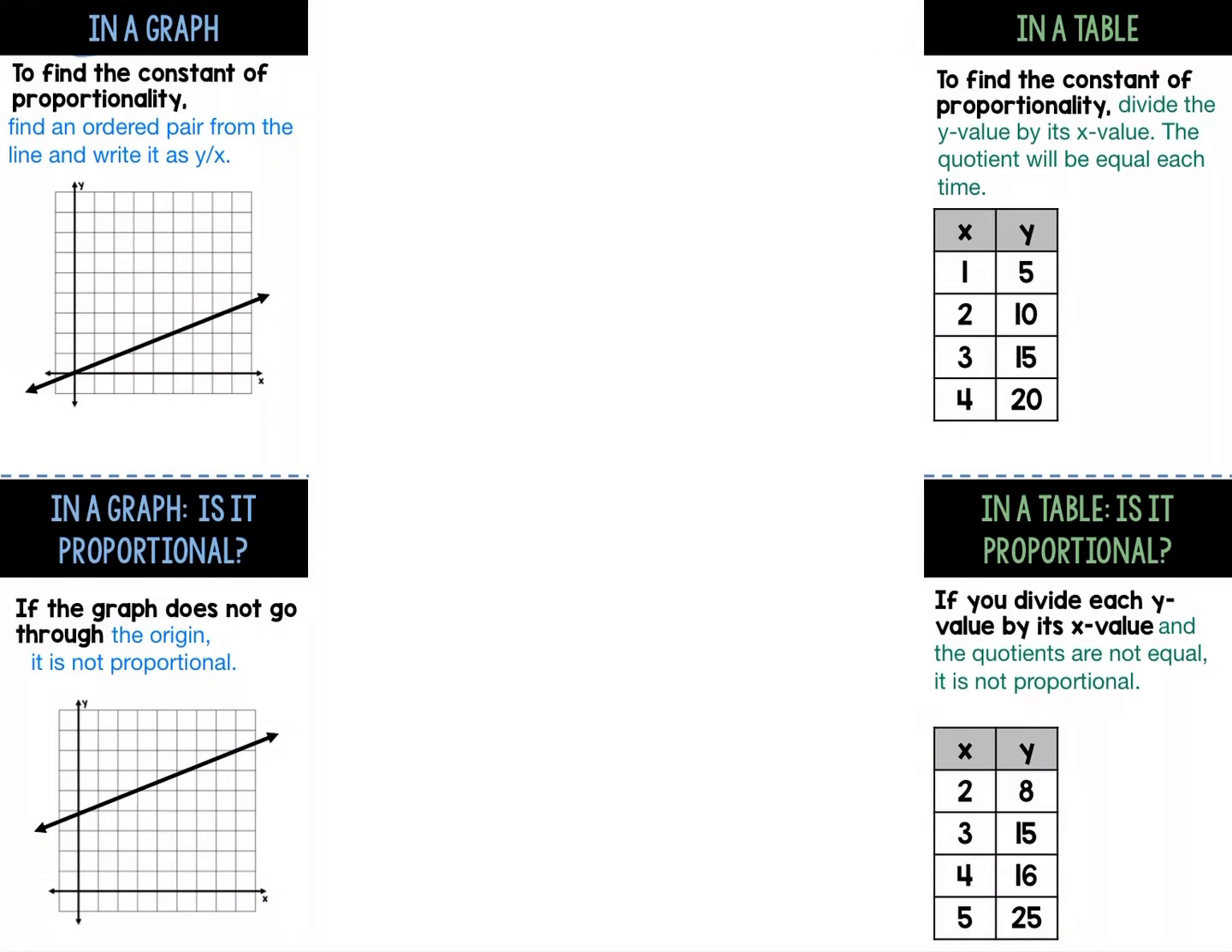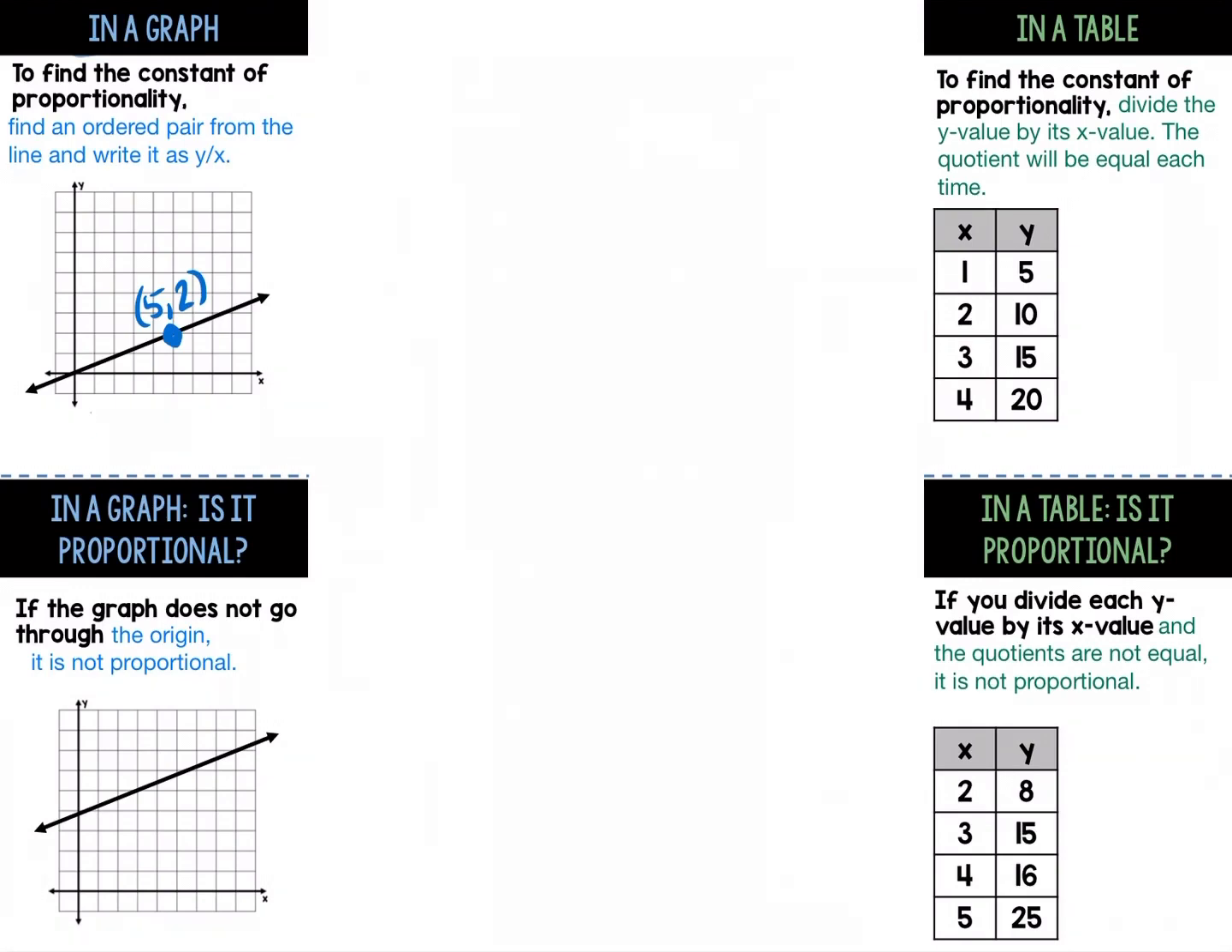So let's look at this first graph right here. The line is going through the origin, so that's good, and it's a straight line. So this line is proportional. Now we can find the constant of proportionality. What we're going to do is find a spot where it hits an exact ordered pair, which is right here. That ordered pair is x is 5, y is 2. So 5, 2. Remember, we always write ordered pairs as x, y.